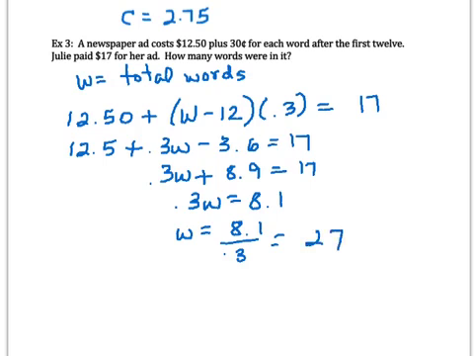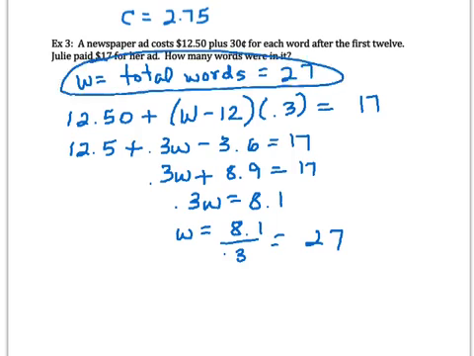Now let's make sure that we answer the question. It said how many words were in it. It wants to know total words, and that's what we're looking for. So W equals 27. And I'm going to circle this so that we can find our answer.